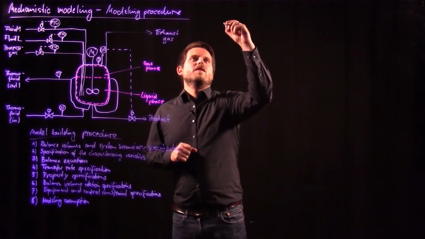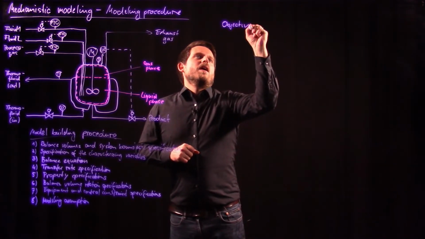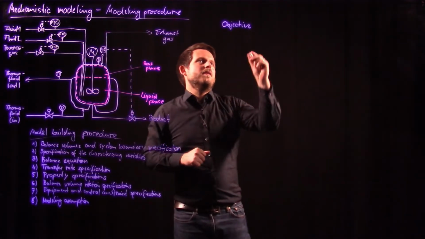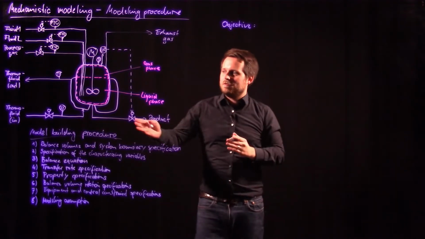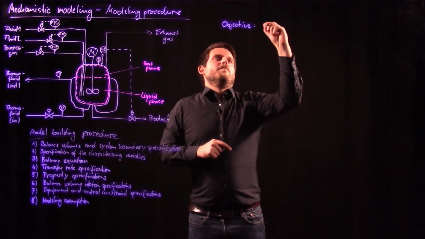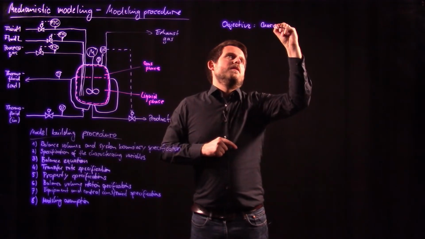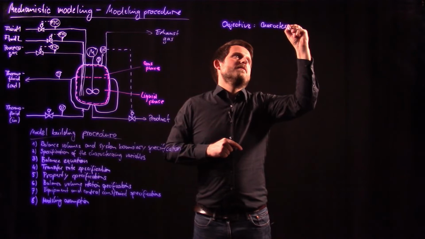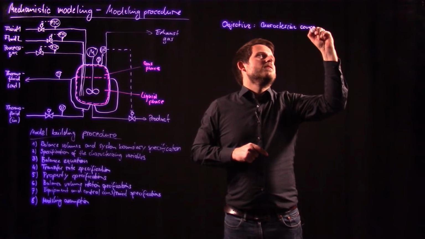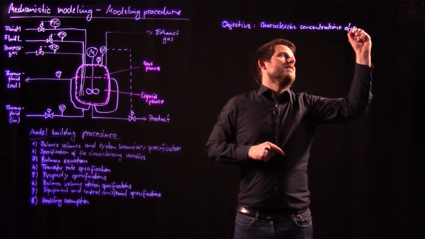So our basic objective might be to say, after having an expression for how to control the level, now we want to be able to characterize what concentrations of the different species I have. So maybe say we want to characterize concentrations of species.